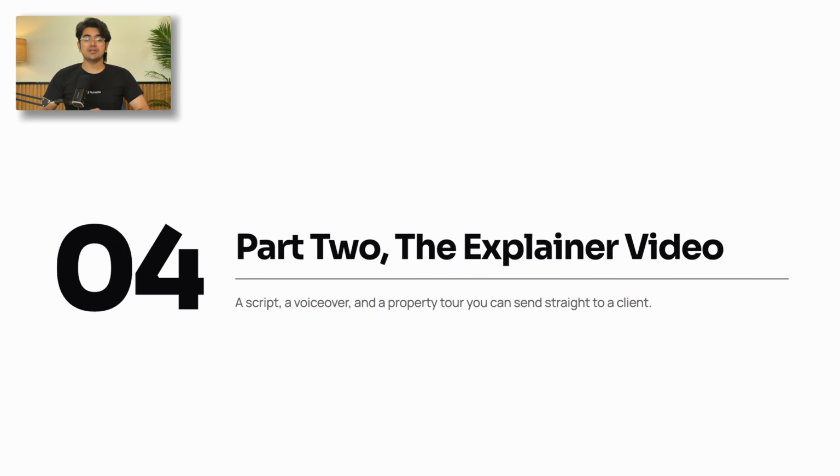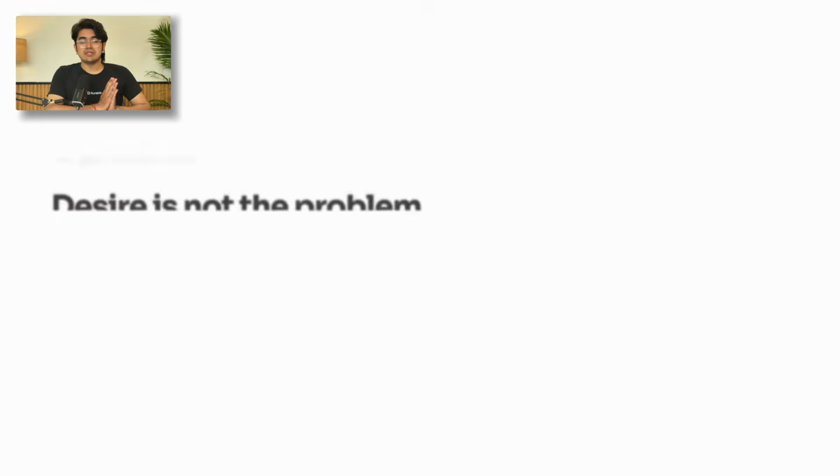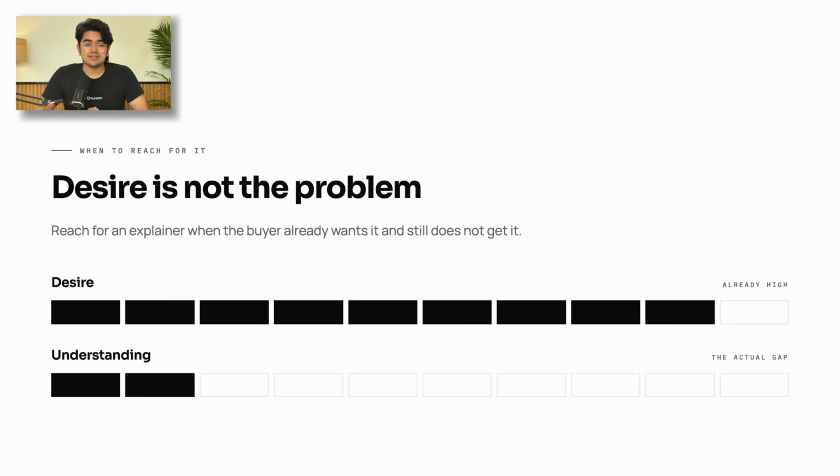Okay, moving on to part 2, that is the explainer videos. Now these kinds of videos can be very helpful in cases where you want to explain your product, the features, the details. For example, as we spoke about real estate, in which you need to explain the property, the perks. So we'll generate exactly that.